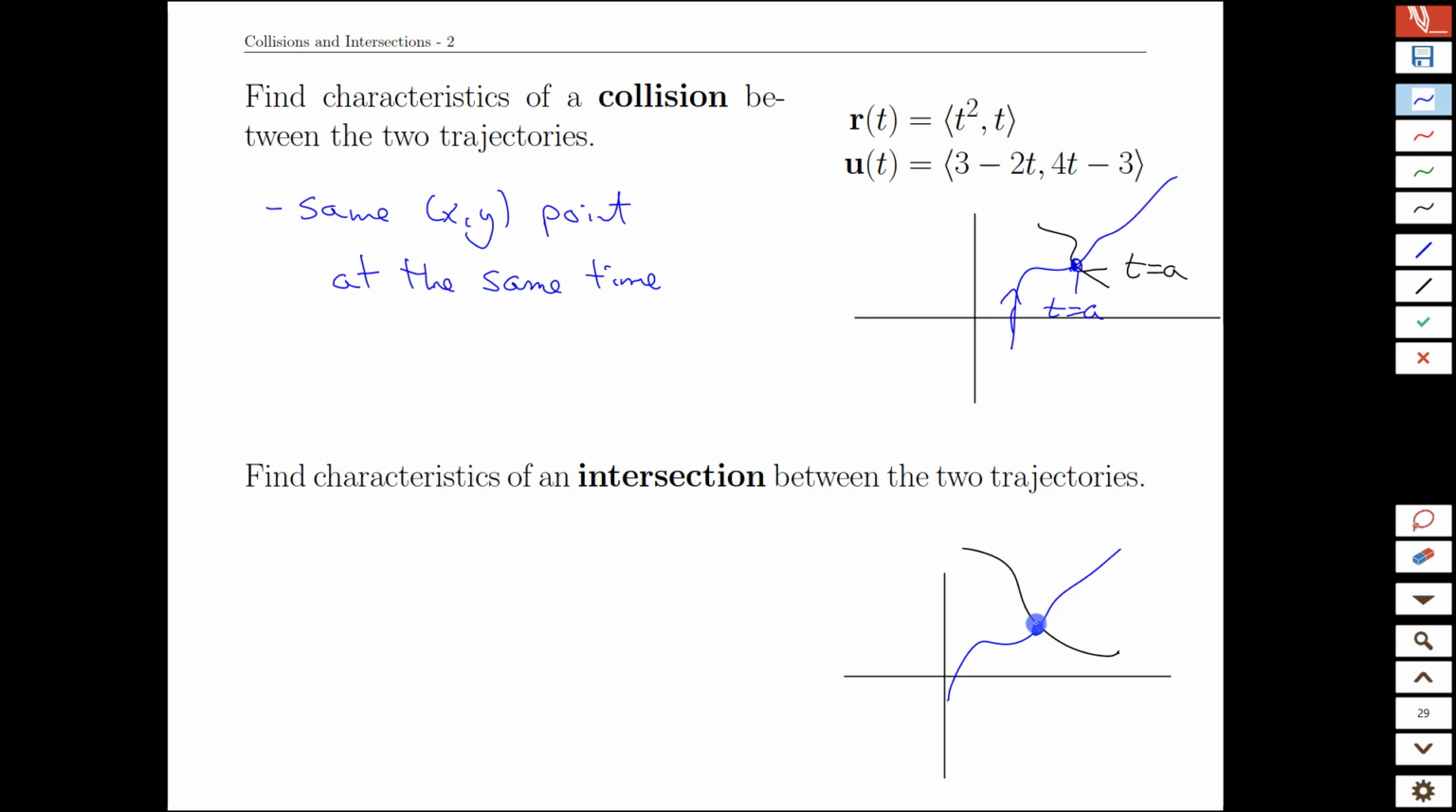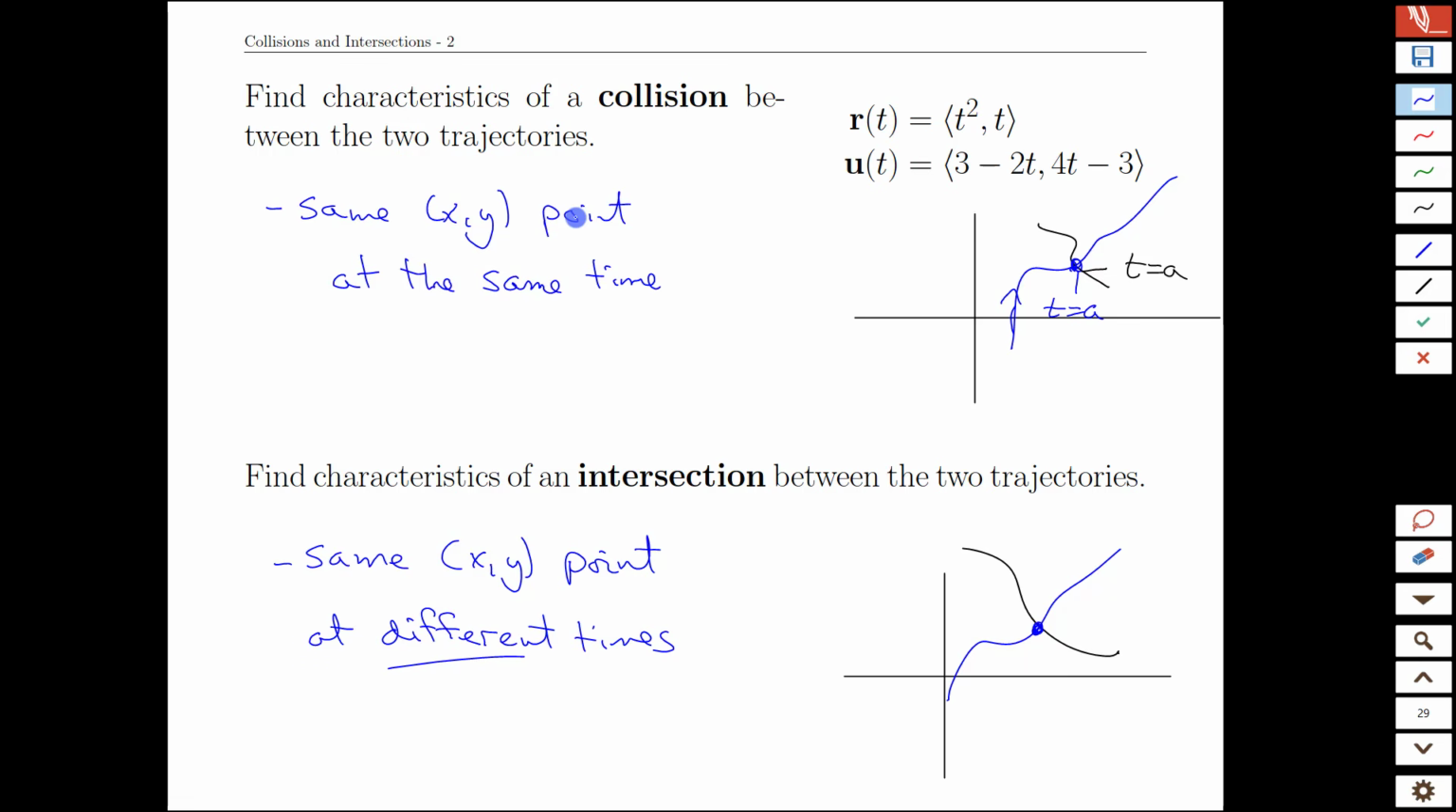We still need the same location, so we're going to have the same xy point on both trajectories, but different times. And we're going to explore how to represent that. This tends to be the slightly more confusing one. This one, most of us can kind of get our heads around pretty quickly.